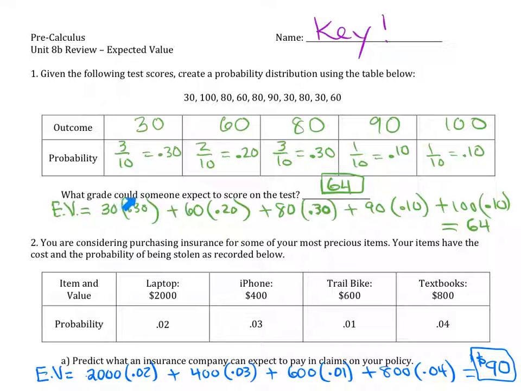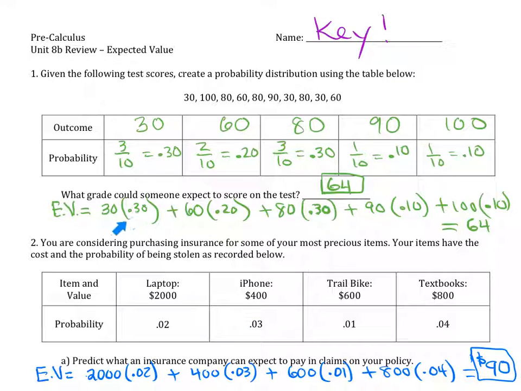Now the next question says, what grade could someone expect to score on the test? And that's another way of asking for the expected value. So the expected value is taking the value of the outcome and multiplying it by its probability. The outcome of 30 has a probability of 0.30. The score of 60 has a probability of 0.20. A score of 80 has a probability of 0.30. 90 has a probability of 0.10. And 100 has a probability of 0.10.